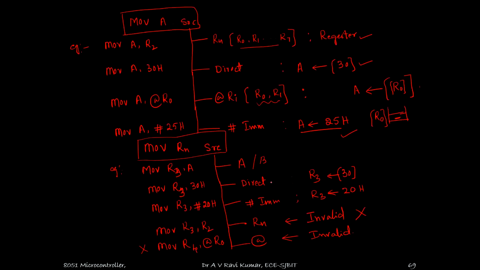And we can have a direct addressing mode, and an immediate addressing mode, but not Rn as the source. Rn means some R0 to R7. It should not be a data transfer between two registers. It is not possible. And similarly with the indirect addressing mode, the indirect registers are R0 and R1. Transferring from the indirect R0 content into any other register is also not allowed.